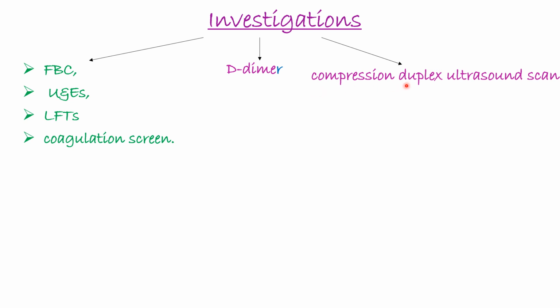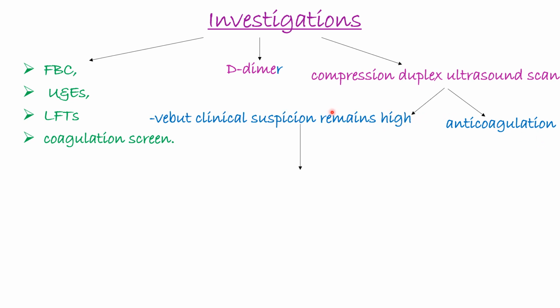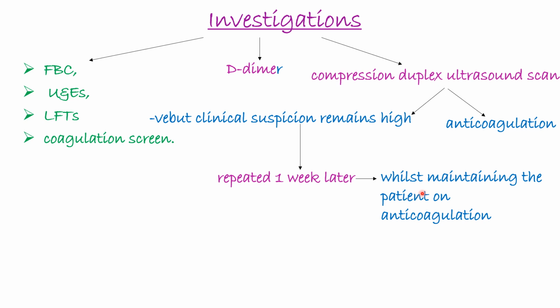So what we do for DVT, we do a compression duplex ultrasound, and this should be a venous compression duplex ultrasound scan. So if it is positive, then you start the patient on anticoagulant. If it is negative and you have a high clinical suspicion, then what is the clinical suspicion? The clinical suspicion is from your history and examination. If it is still high, you still suspect DVT and PE, then you repeat the venous compression duplex ultrasound 1 week later, while maintaining the patient on anticoagulant.